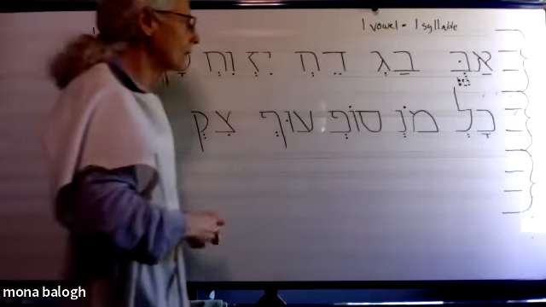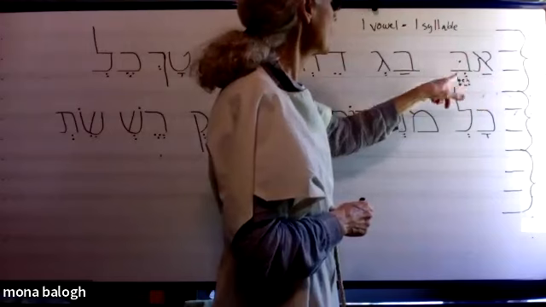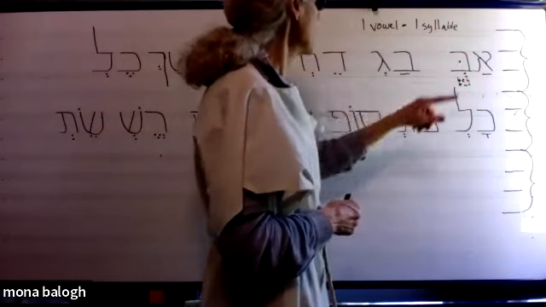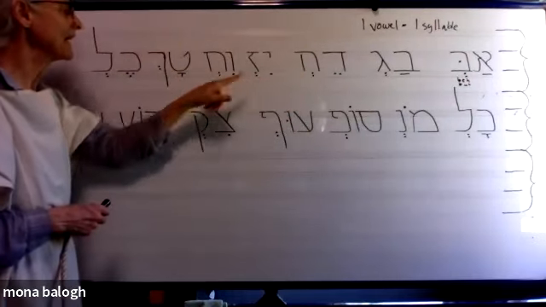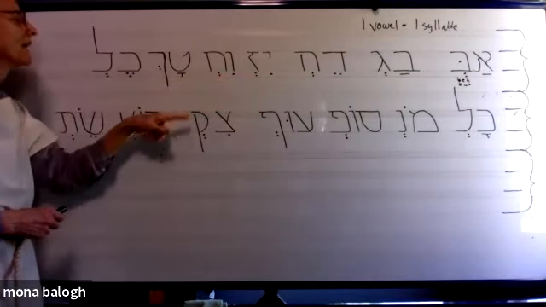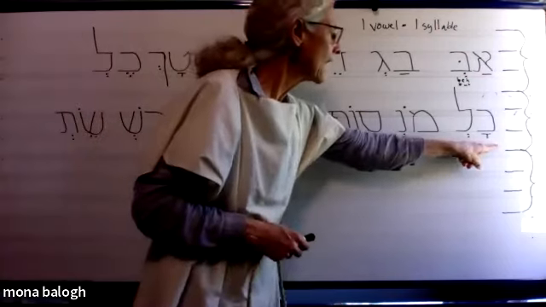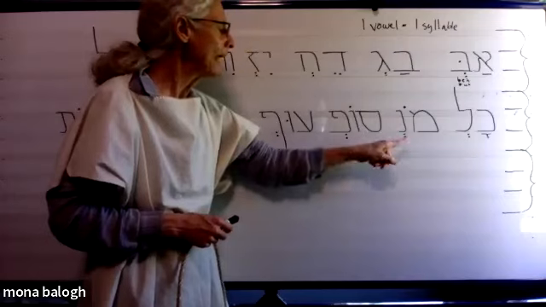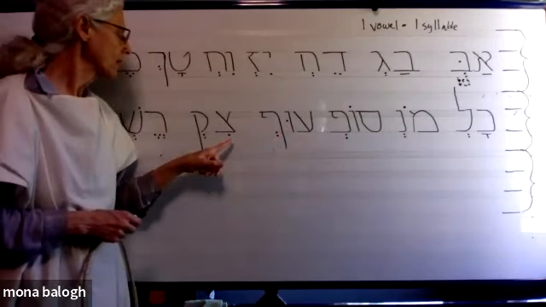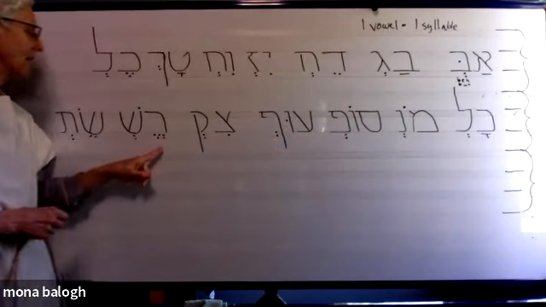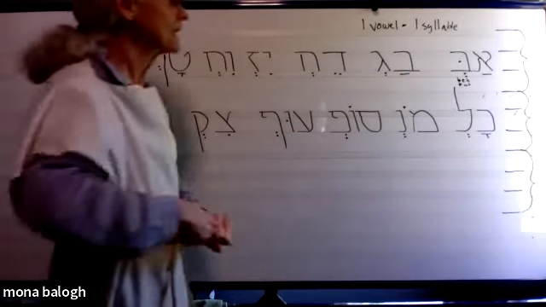All right, so let's say this together with the one vowel equals one syllable. A-be, let's do the be part, the eh. A-be, va-ge, de-he, ye-ze, ve-che, ta-che, he-le, ha-le, mo-ne, so-fe, u-fe, se-ke, re-she, and sa-te.